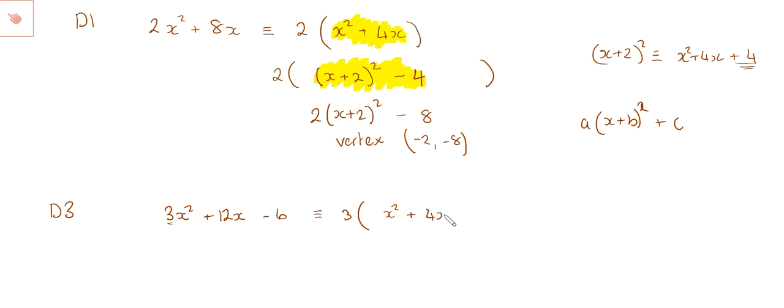Plus 4x because we're dividing by 3, yeah? And minus 2. We're dividing all of these numbers by 3. We're factorizing, like we did weeks, months ago. 3 times x squared gives me 3x squared. 3 times 4x gives me 12x. 3 times negative 2 gives me negative 6. Okay, so I've taken that.